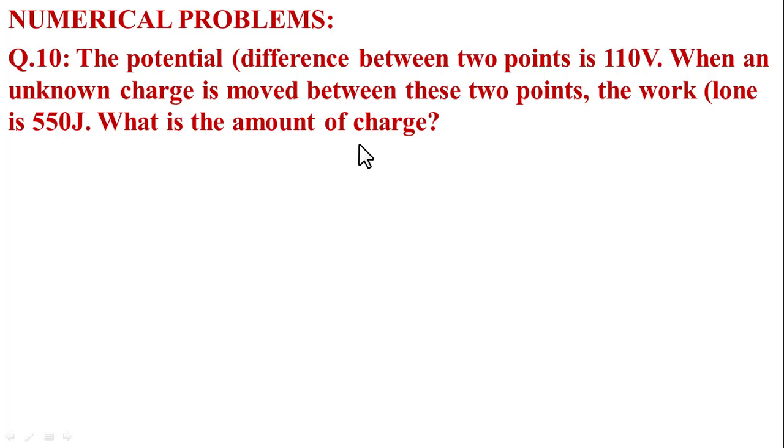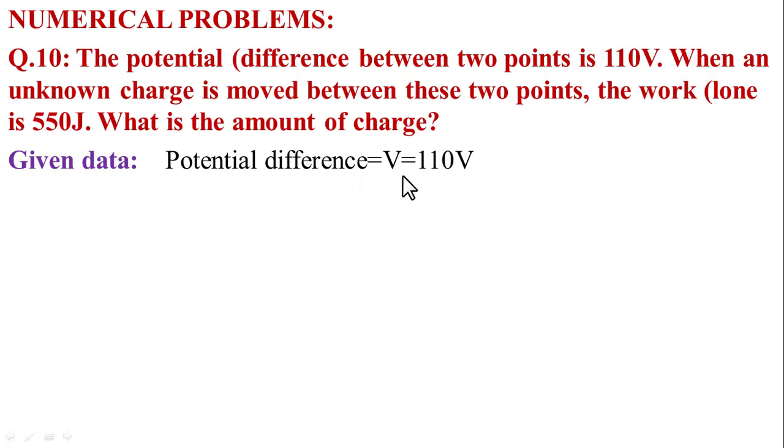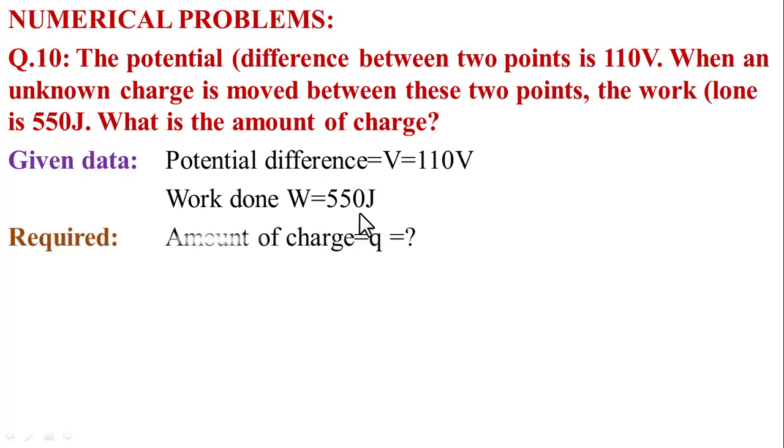First of all, write the given data. Potential difference V is equal to 110 volt and work done W is equal to 550 joule. We require the amount of charge Q. Using the formula, we know that W is equal to QV. This implies that Q is equal to W upon V.